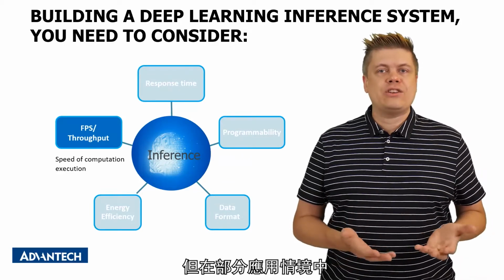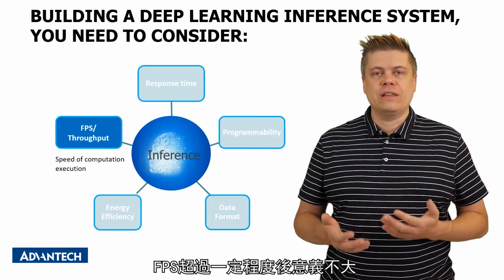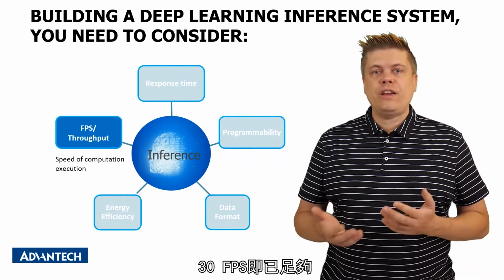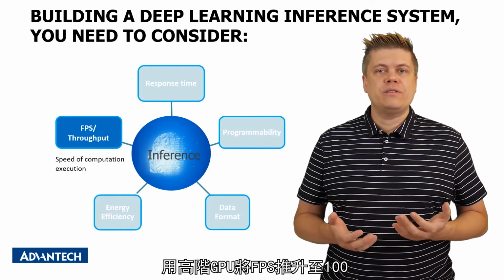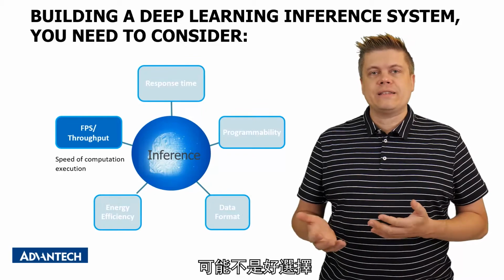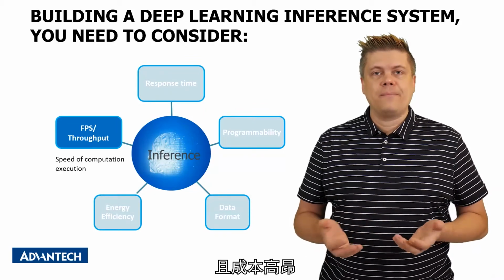However, in some application scenarios, it is meaningless when FPS already achieves a certain level. For example, 30 FPS is already good enough for facial recognition in retail. If users buy high-level GPUs, which can achieve 100 FPS, it may not actually be a good choice, given that 60% is underutilized, and the cost is high.